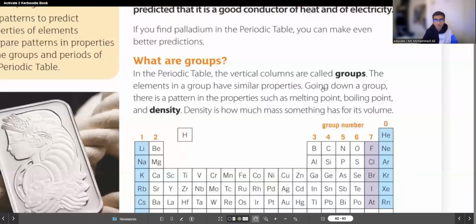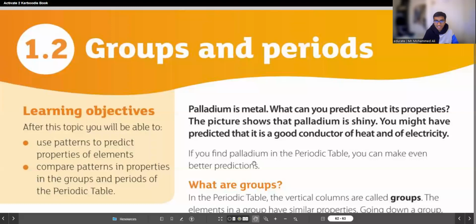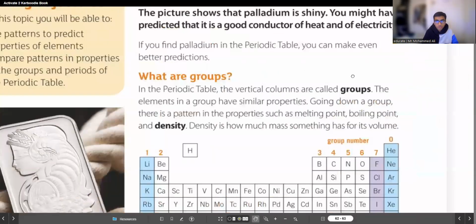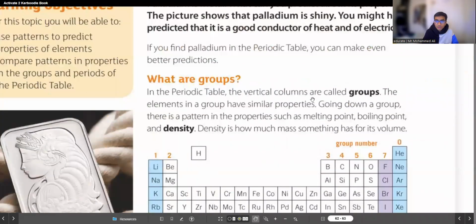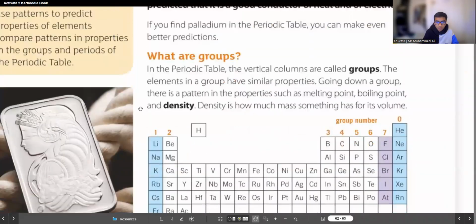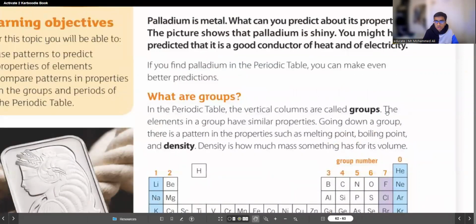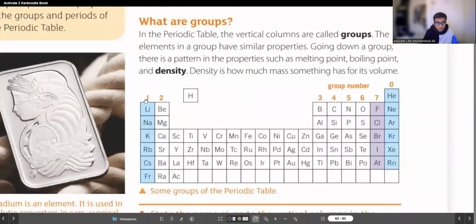First, we need to know what groups are and what periods are, as the title suggests. Groups are the vertical columns in the periodic table. The elements in a group have similar properties. Groups go down from lithium, beryllium, boron, carbon, oxygen, just like that. It goes down.